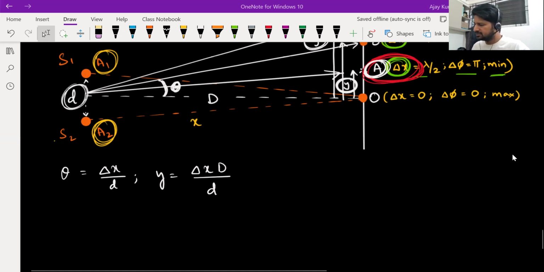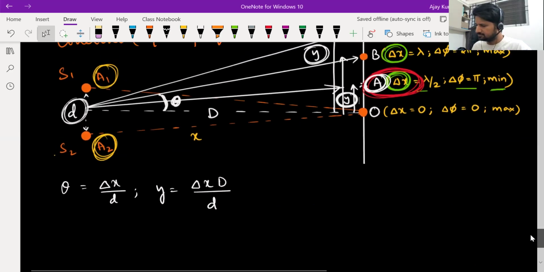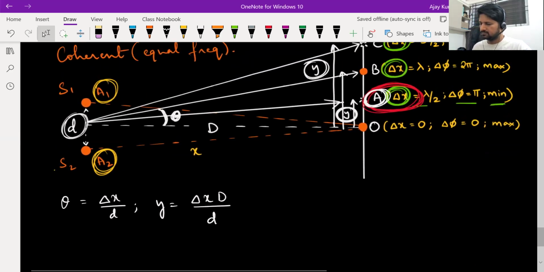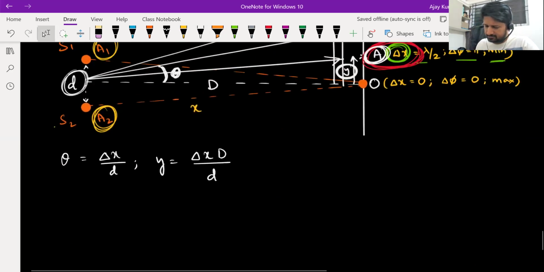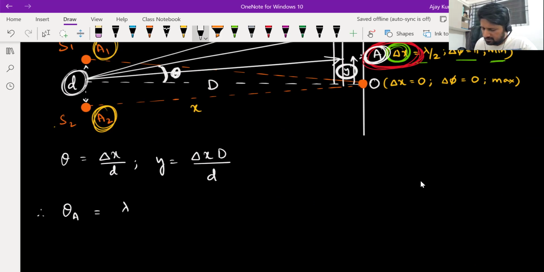Rishi, tell me what is the path difference at the point A? With what path difference do they arrive there? Lambda by 2. Directly substitute that. So what is the angular position of A? Just write lambda by 2 in place of delta x. So it becomes lambda by 2 divided by small d. And the y coordinate for A will be lambda capital D by 2 small d.